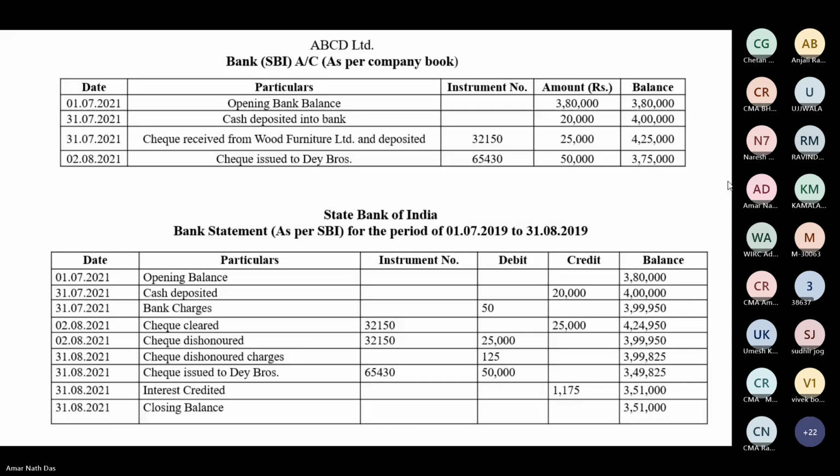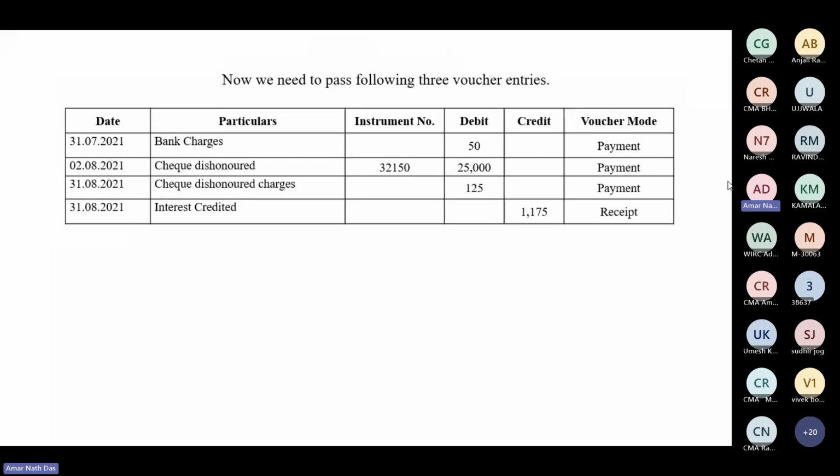Let's see. First of all, you take a snap of this particular slide for your ready reference, and then the company identified the discrepancies, and these discrepancies are provided in the next slide. Now we need to pass the following 3 voucher entries. So these are the discrepancies. We have to reconcile these vouchers, I mean these entries. Okay. I hope all of you get these slides.